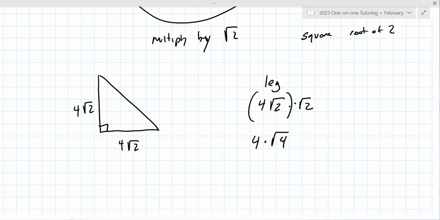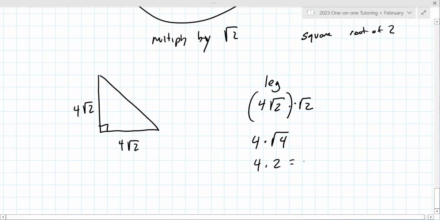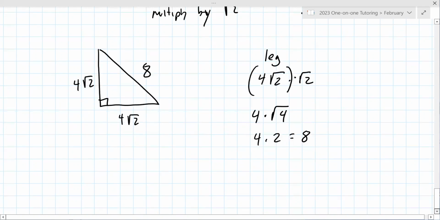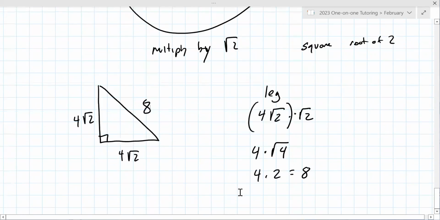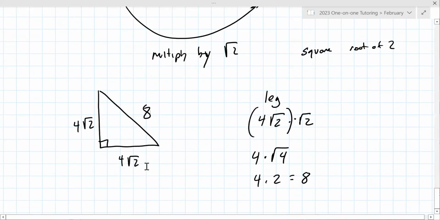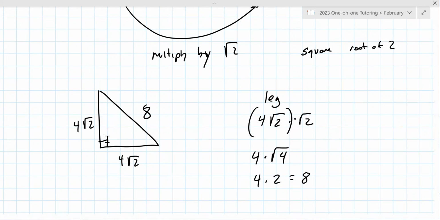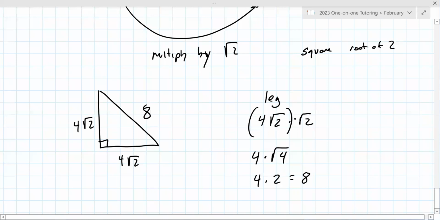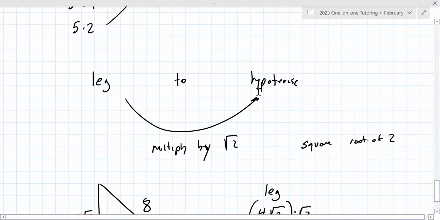Okay, 4 times the square root of 4. What is the square root of 4? 2. So it's 4 times 2, which is 8. So you take the leg, whatever the leg is, and you multiply it by the square root of 2. That's 8. You could do a squared plus b squared equals c squared, and that works, but we're not doing that right now because this is a shortcut. This is a special triangle. So how do you go from the leg to the hypotenuse, Sourish?